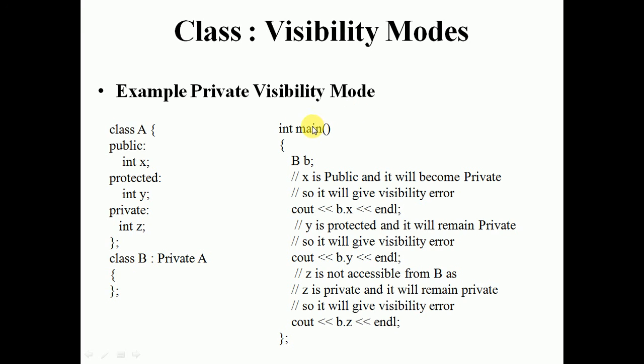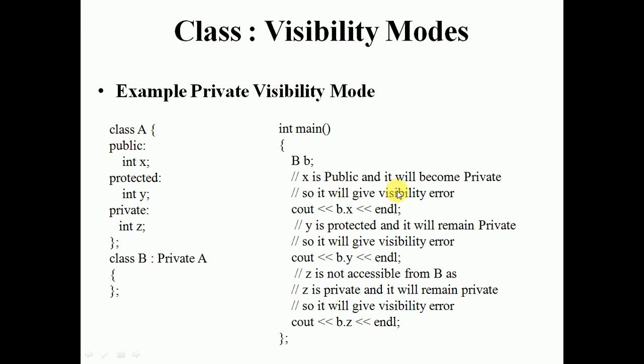Now we will create an object of class B in the main function. While accessing the data members of class A through class B, see what will happen. X was in the public section, that will become a private member of class B. As a private member, we cannot access that member in the void main or outside the class, so it will give a visibility error.